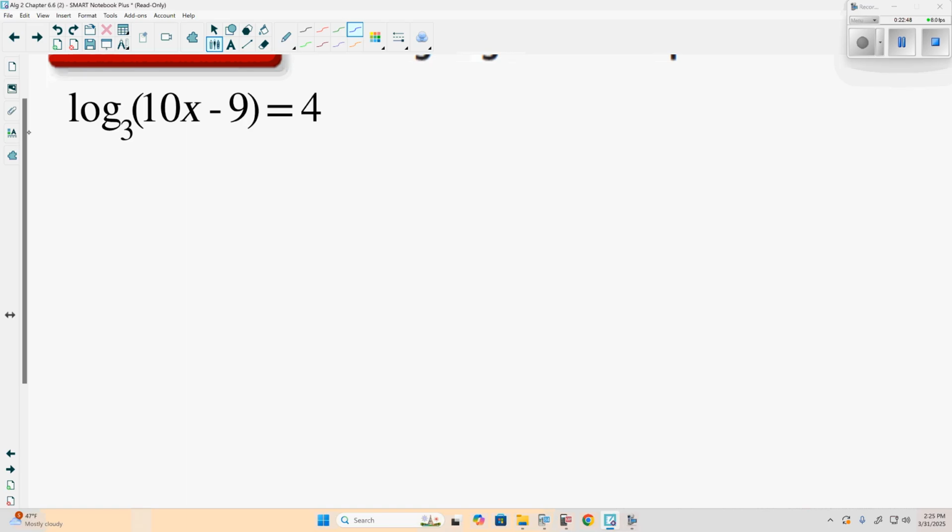All right. Log base 3 of 10x minus 9 equals 4. What base do we need to put both sides to? 3. Now we can go straight to doing this here because there is indeed one term on both sides. The log is a single term. We have a single log equals a number. Now here, 3 to the log base 3 will cancel, leaving us with 10x minus 9 is equal to 81. 3 to the fourth power is 81.